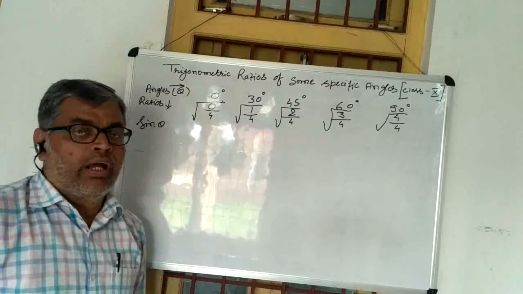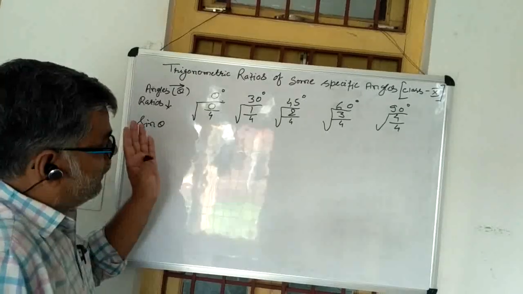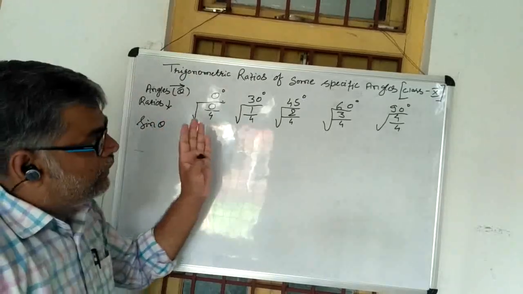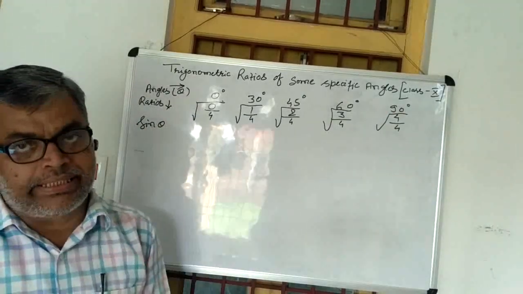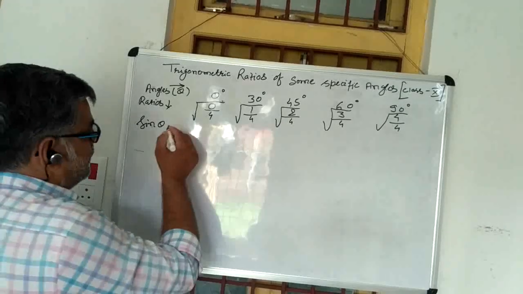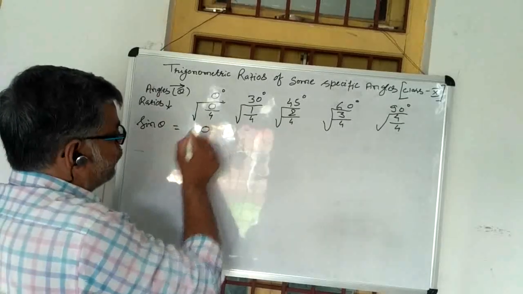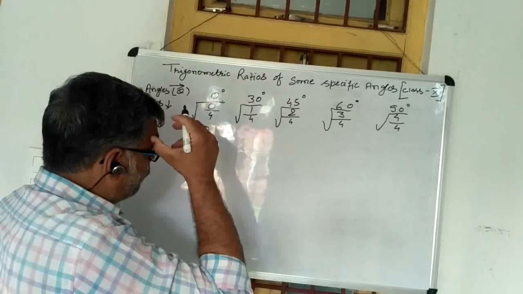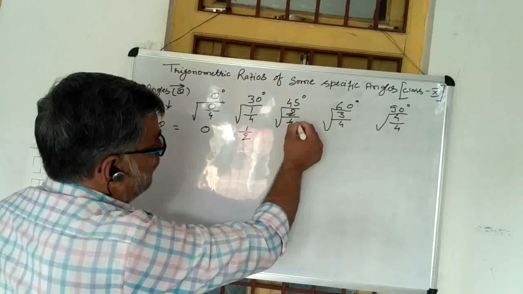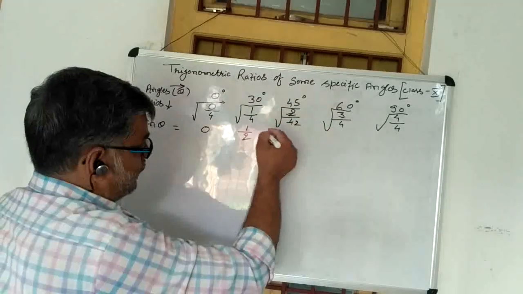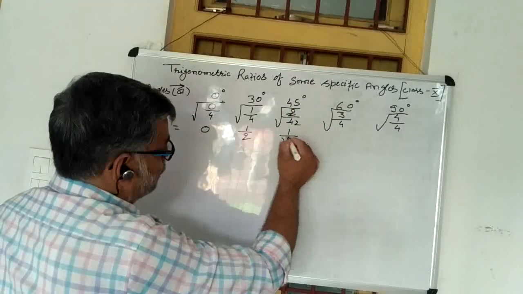in this way. After solving this, you will get the value of sine theta for all angles, that is for 0 degree, 30 degree, 45 degree, 60 degree and 90 degree. Like this, sine 0 will become 0 by 4, which is 0. Now the square root of 1 by 4 will be 1 by 2. Now for 2 by 4, the 2 will cancel, so sine 45 degree will be equal to 1 by root 2.